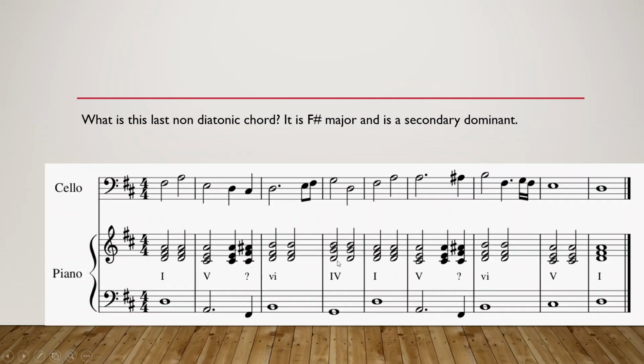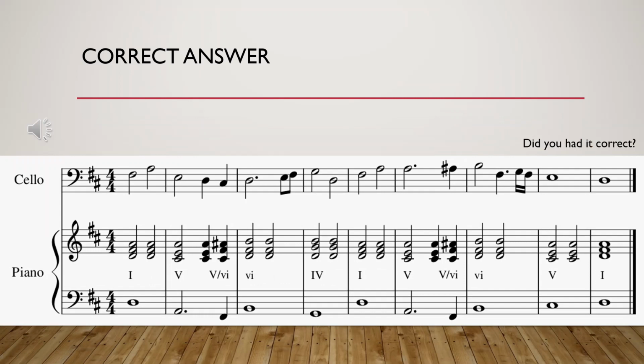And now that last chord, this F sharp, A sharp, C sharp. This is an F sharp major triad, and this is our secondary dominant. It is the 5 of 6 because B minor, B, C, D, E, F sharp. It's the 5 of 6. So this is the correct answer.